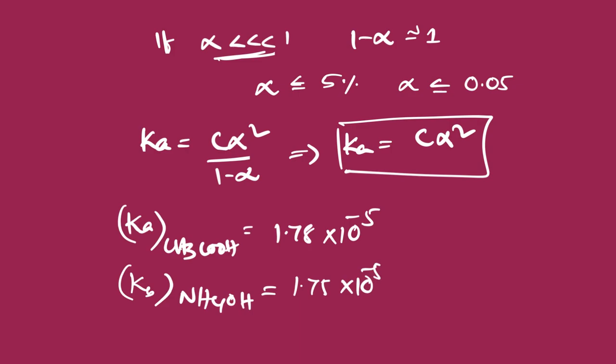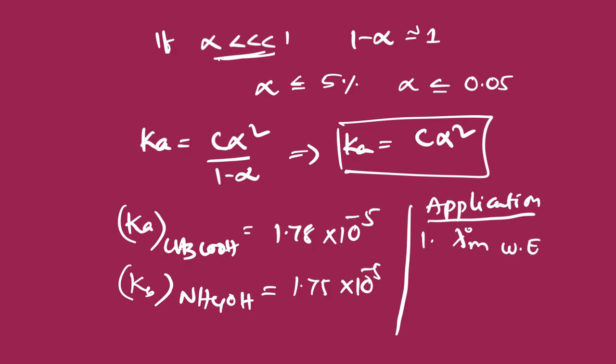Then what are the applications of Kohlrausch law? One, lambda naught M for a weak electrolyte we can calculate. Second, alpha we can calculate. Third, dissociation constant K, meaning Ka or Kb, will be calculated. And also when Ka is known, pKa also we can calculate, or pKb also we can calculate.